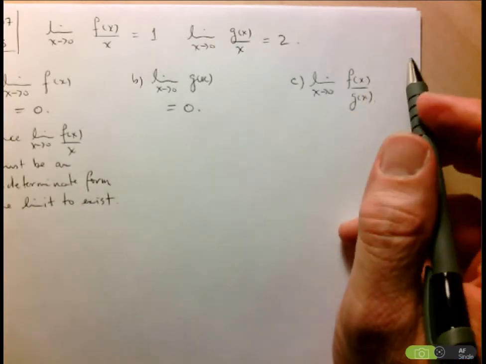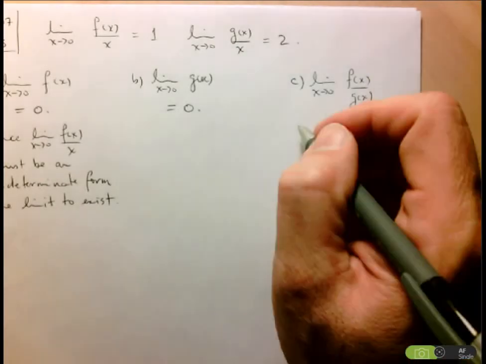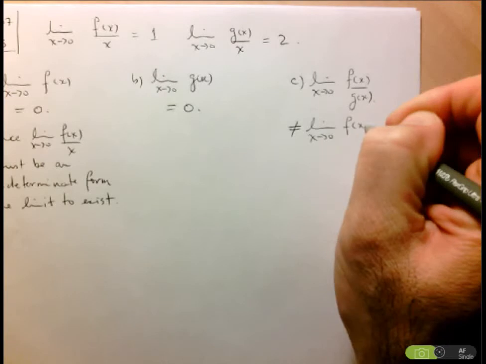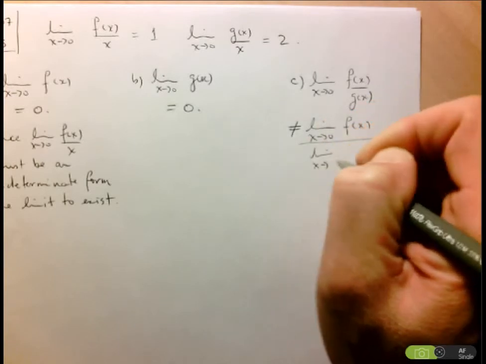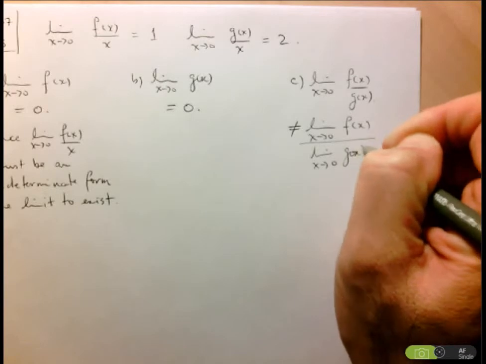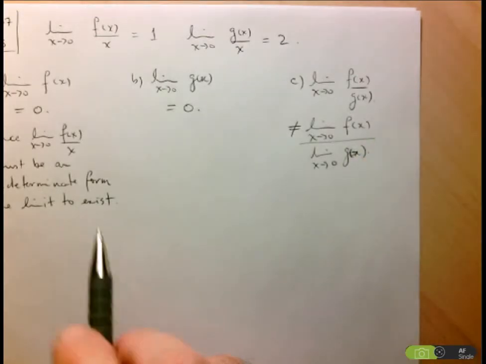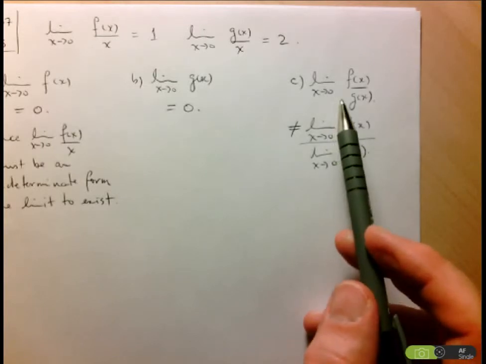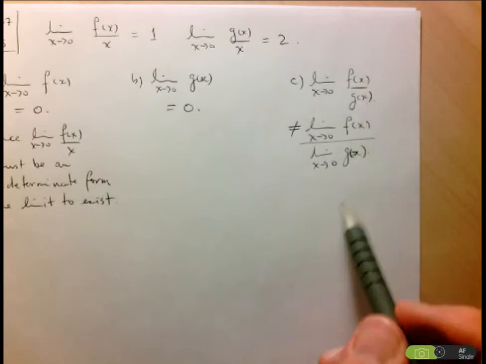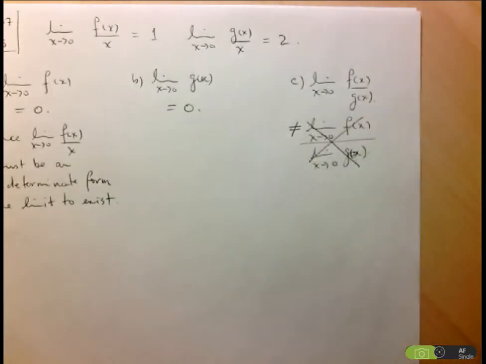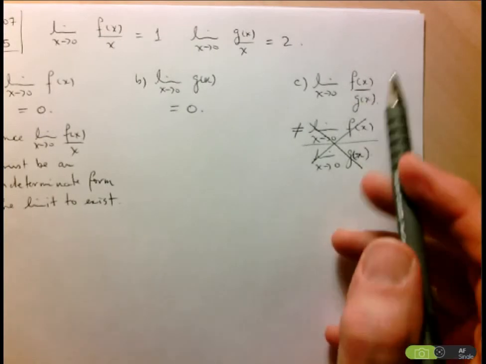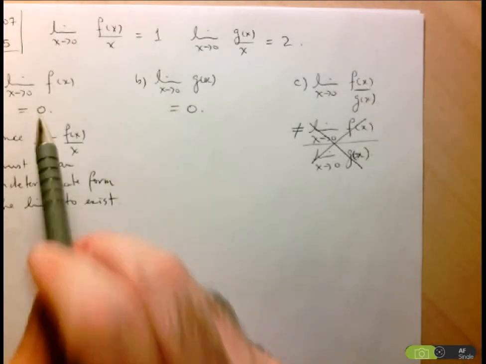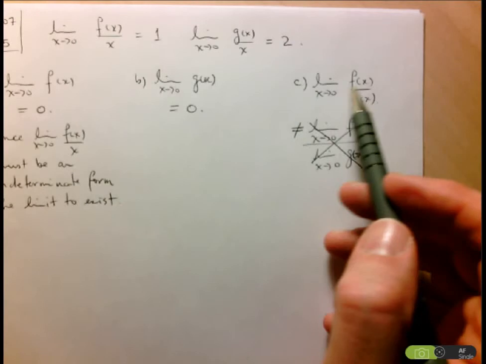What I certainly cannot do is split these up using our limit properties, because even though each limit exists, in order to use the limit properties on a quotient, the limit of the denominator can't be 0. So we can't deal with it this way. We also know, though, that this is an indeterminate form because both the numerator and denominator are approaching 0 based on what we saw earlier. So it means this limit may exist.